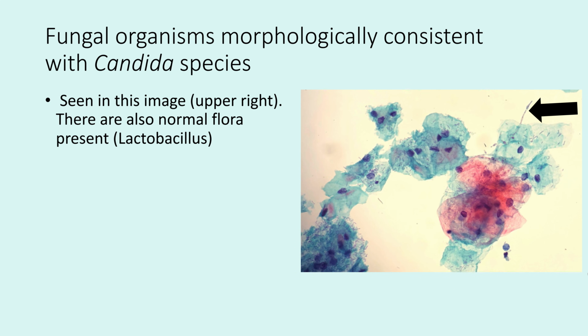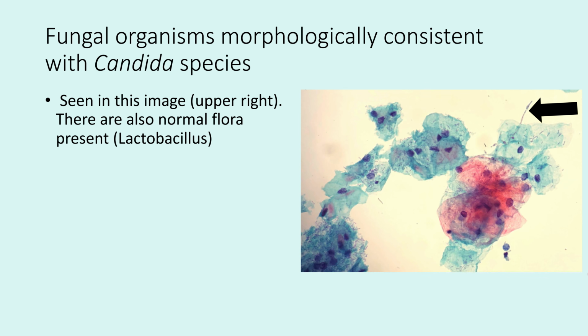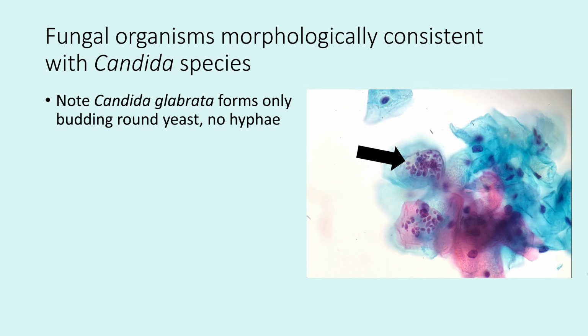Here is another image of a pseudohyphae on the upper right-hand corner. And then this patient also has lactobacillus on the squamous cells, which is a normal finding, normal flora. And then another candidal species that's possible is Candida glabrata, and these form only budding round yeast with no hyphae. That's a good test question because it's still Candida. It's just not the typical kind, Candida albicans.